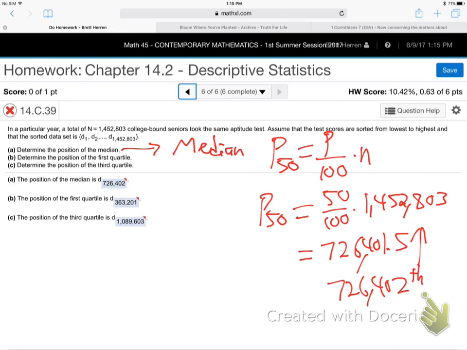Now really, we're supposed to take the 726,402nd, or I guess it's 2nd, number. But that's the same thing. See what they're doing on this one, guys? They're just saying determine the position. They just want the locator. So that is the locator. I don't even know what these numbers are. They're just saying data value 1, data value 2, data value 3, 4, 5, all the way up to the last one, right? So I'm just saying, okay, it's the 726,402nd data value. That's all I'm supposed to do.